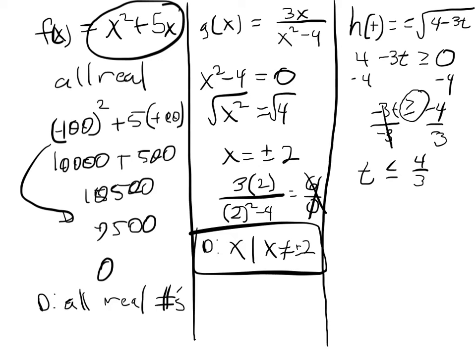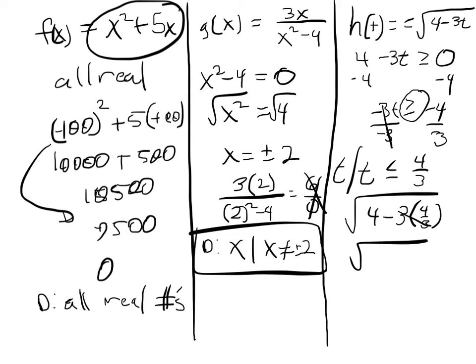So what does that tell me? Well, that tells me that I have all t's provided that t is less than or equal to 4/3. Because I know if I plug in 4/3 for t, let's see what happens. We get the square root of 4 minus 3 times 4/3. My 3's cancel. I end up with square root of 4 minus 4, which is 0. And that's okay, because that would equal 0. But if I did something larger than 4/3, well, then this whole thing becomes a negative number, which is not okay.